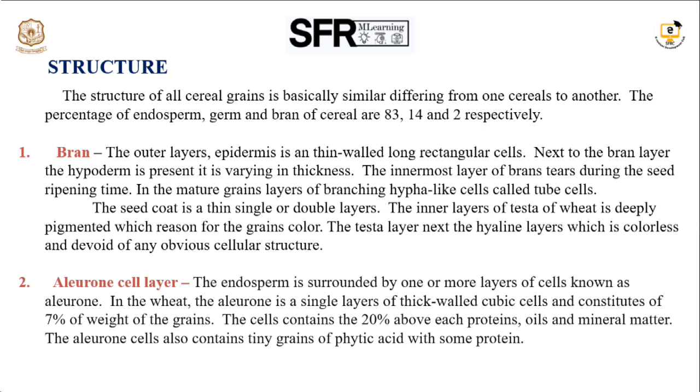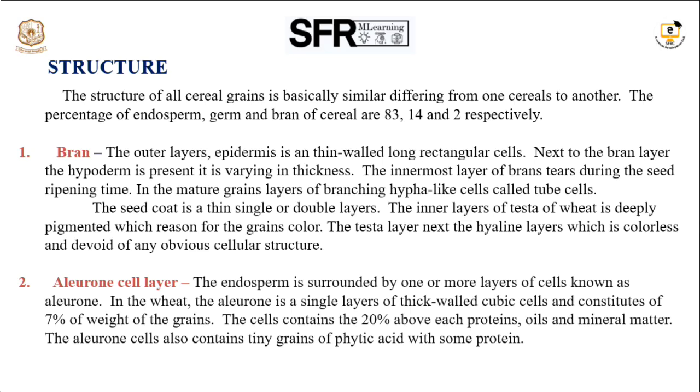After the ripening, the maturation period happens. In that period, a hyphae-like cell structure is formed, which we generally call tube cells. After that, the seed coat is present, which is a single layer or it may be a double layer, but it is thin. The inner layer of the testa, in wheat, has some pigment, which is the reason for the grain color. So the testa is responsible for the color of the grain.